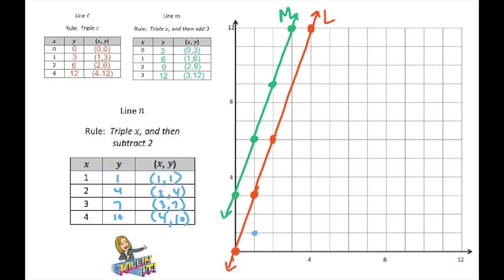So I have (1, 1), (2, 4), (3, 7), and I have (4, 10). So I'm going to connect as best as I can and label line N. Fantastic.